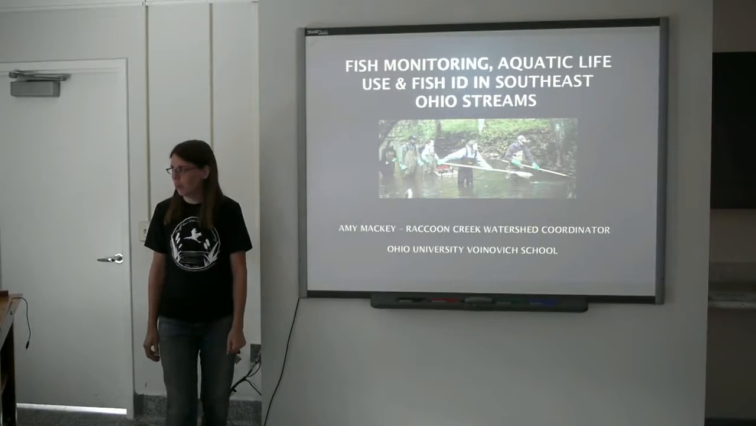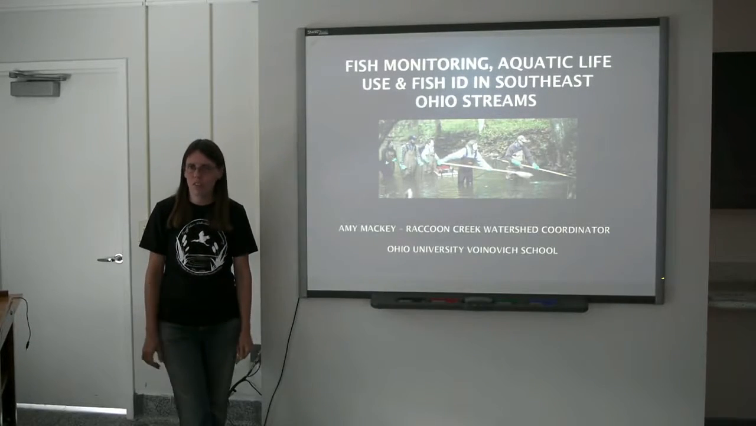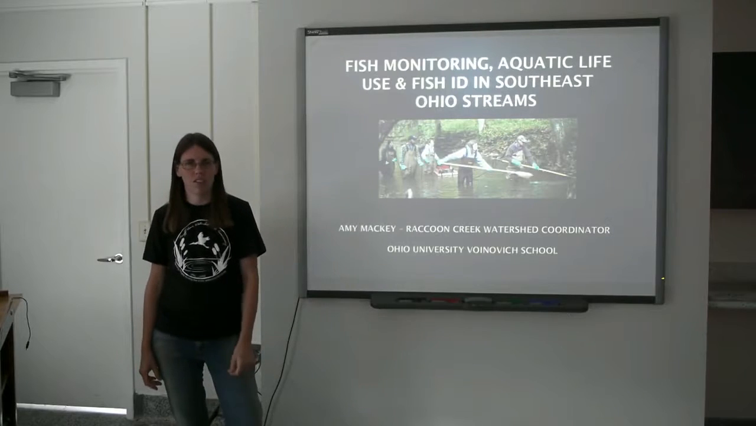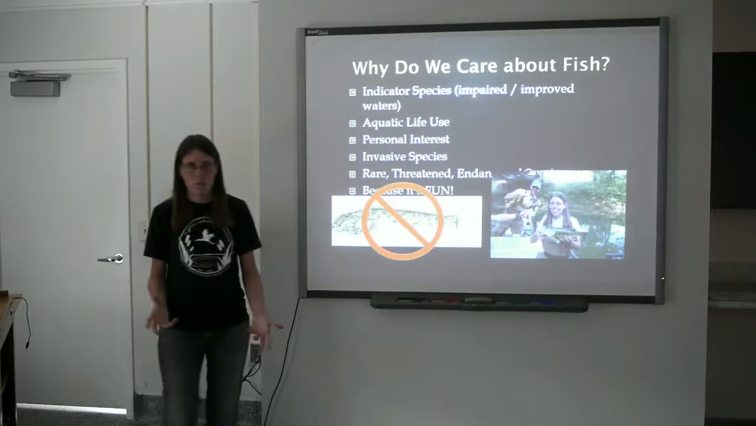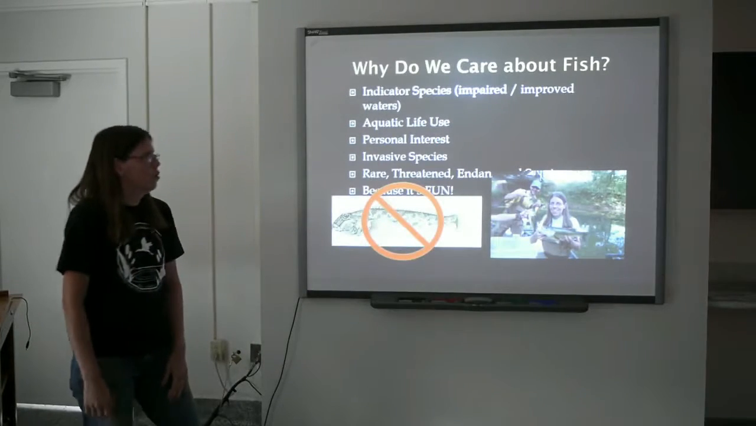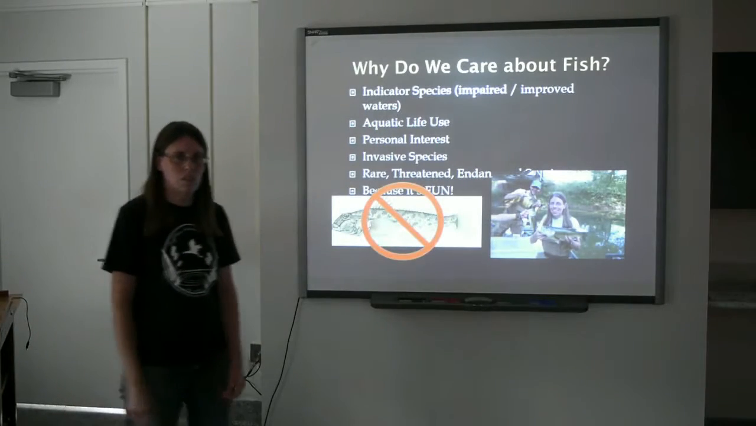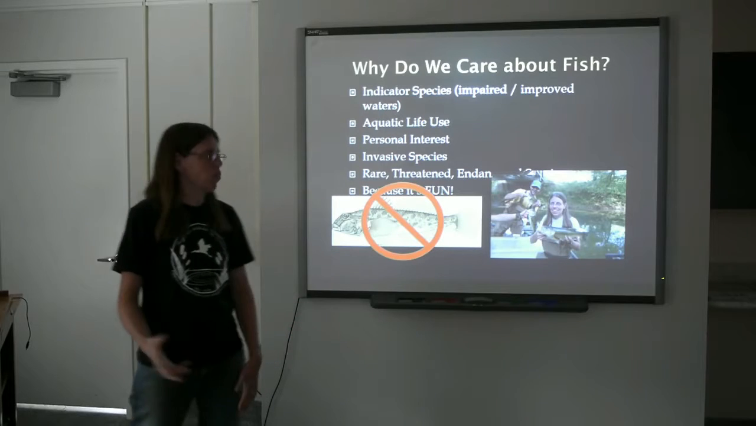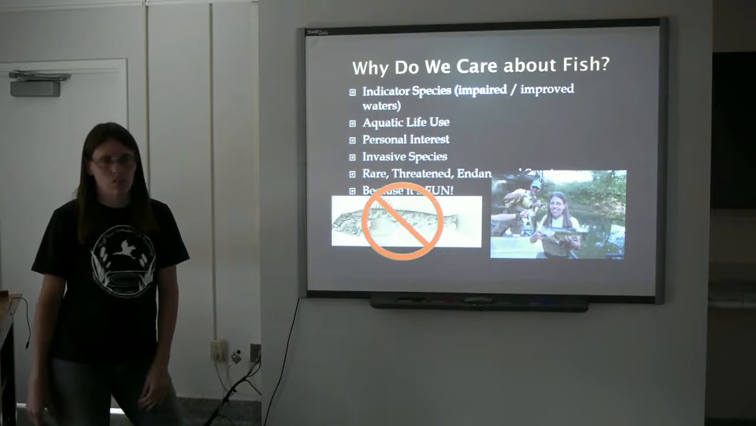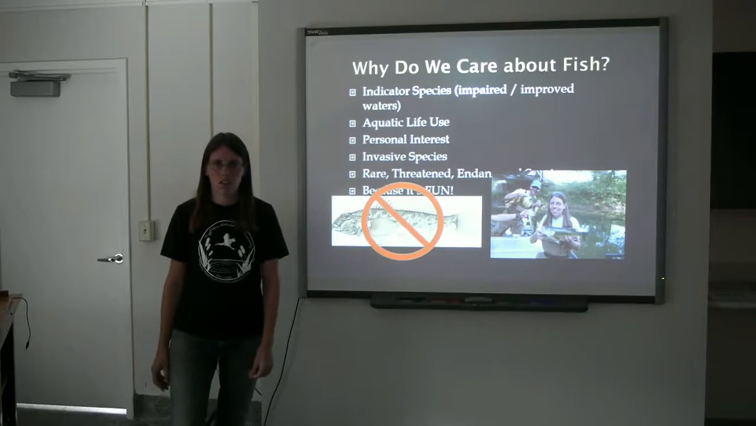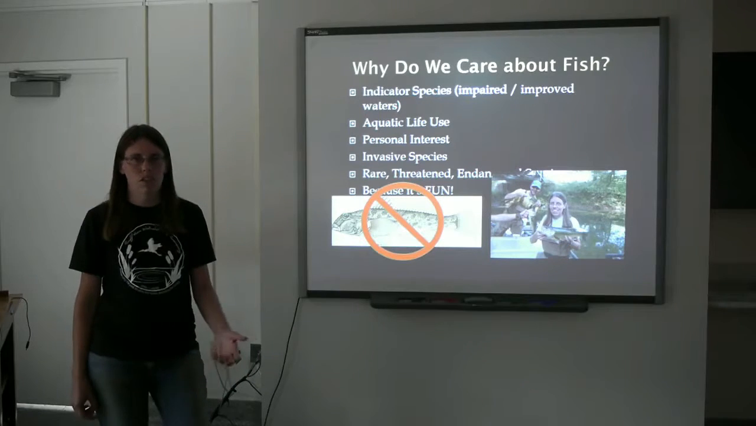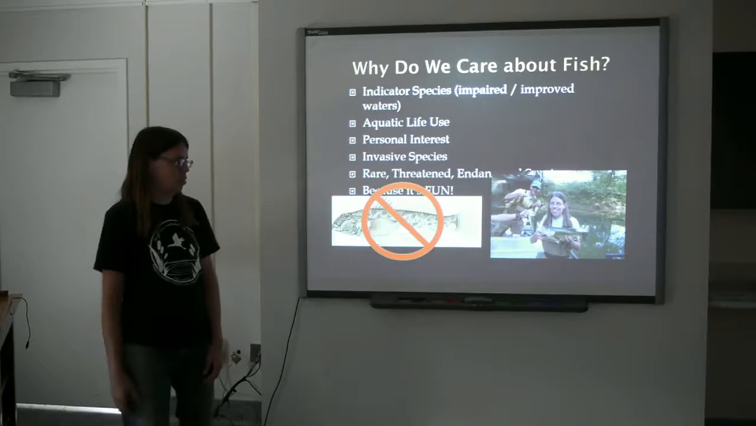Today we're going to talk about fish monitoring, aquatic life uses, and identification in Southeast Ohio streams. Why do we care about what fish are in the streams? Fish can be used as indicator species to show if the waters are impaired or improving. Fish are used to determine aquatic life uses, personal interest, looking for endangered species as well as invasive species, and because it's fun.